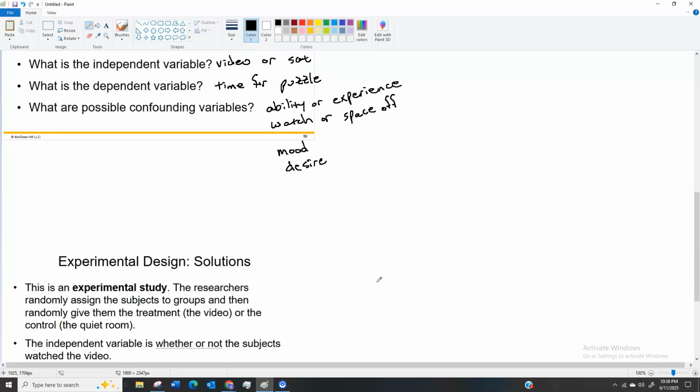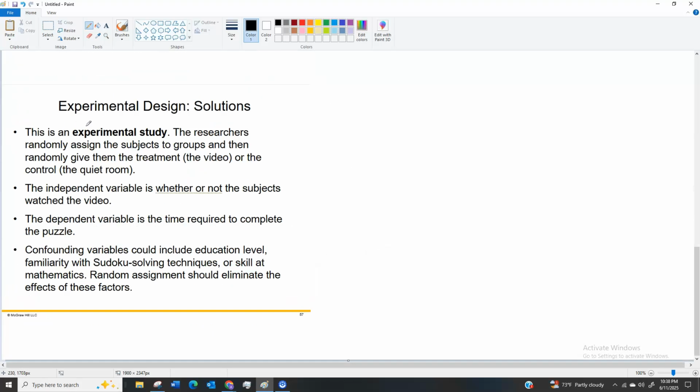So let's look at what they had for answers. They do say it is an experimental study. The researchers randomly assigned the subjects to groups and then randomly gave them the treatment. The independent variable is whether or not they watched the video, and the dependent variable is the time to complete the puzzle. And then they list as confounding variables: familiarity with Sudoku solving techniques, skill at mathematics, education level. But they say that the random assignment should eliminate the effects of those. So you should get some in each of those groups as long as you randomly assign them.